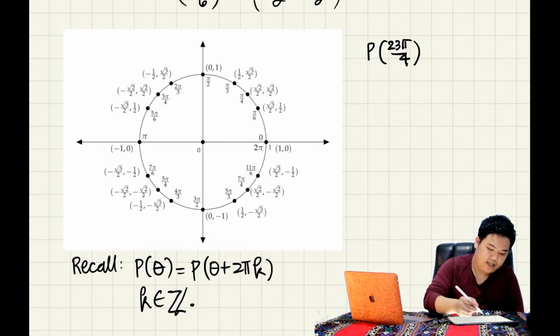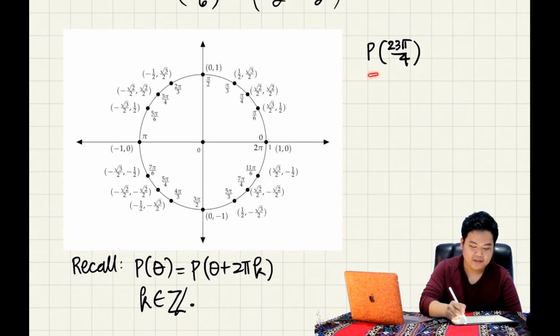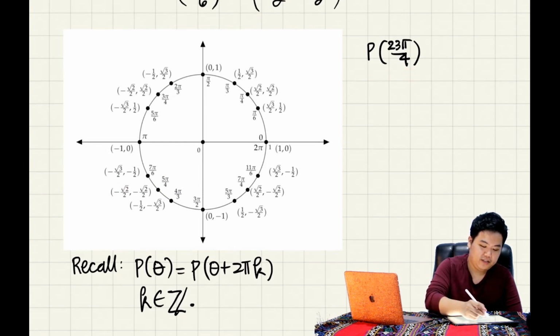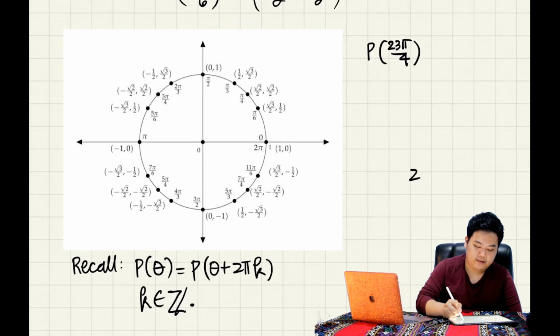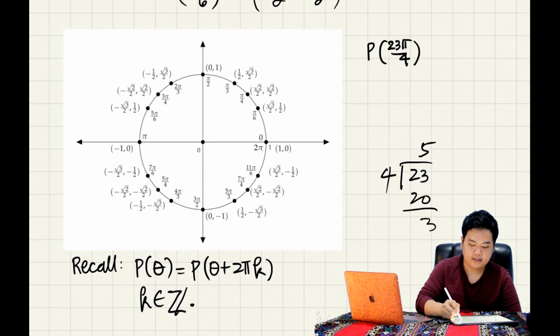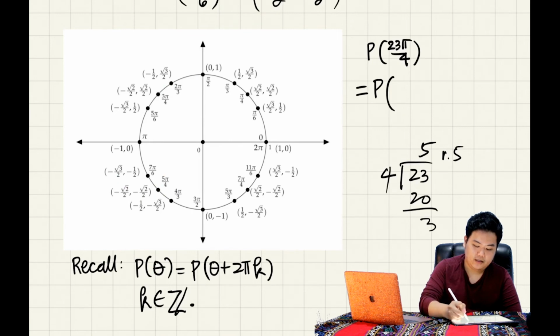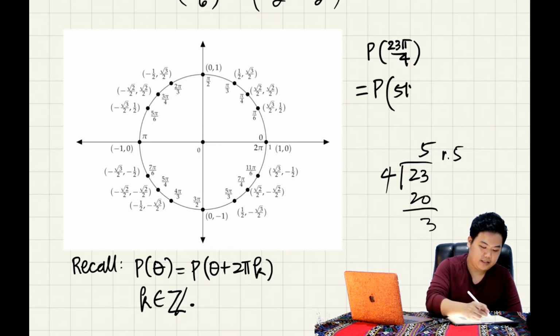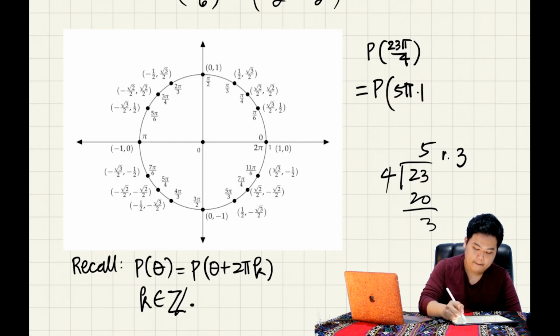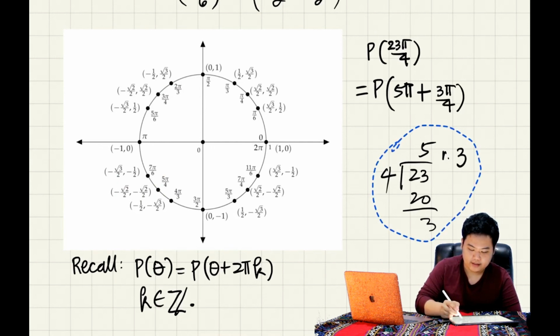Okay? So, for example, this one, 23 pi over 4. So, ang gagawin ko, di-divide ko muna si 23 over 4. Ilan ito? So, this is 5, 23, remainder 3. So, you can write this one as 5 pi plus 3 pi over 4. Okay? So, we can get rid of this.